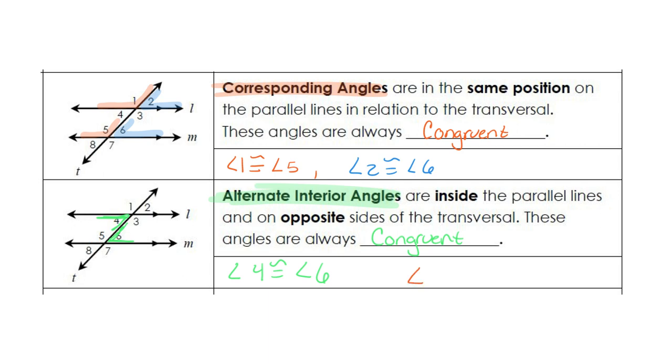Also, angle 3 is going to be congruent to angle 5. So again, 3 and 5 are alternate interior angles. They are on the alternate sides, and they are inside the parallel lines. So that's the interior. Alternate interior angles are going to be congruent. They are going to have the same measurements.